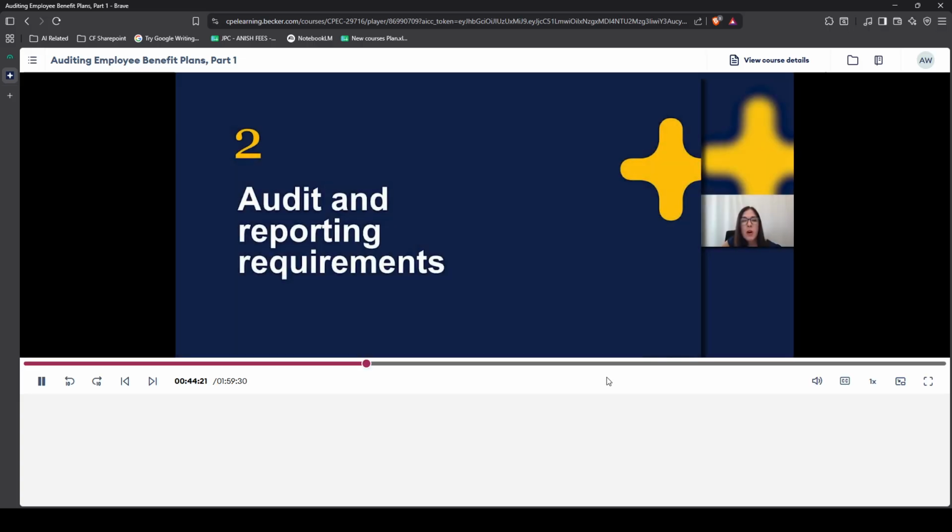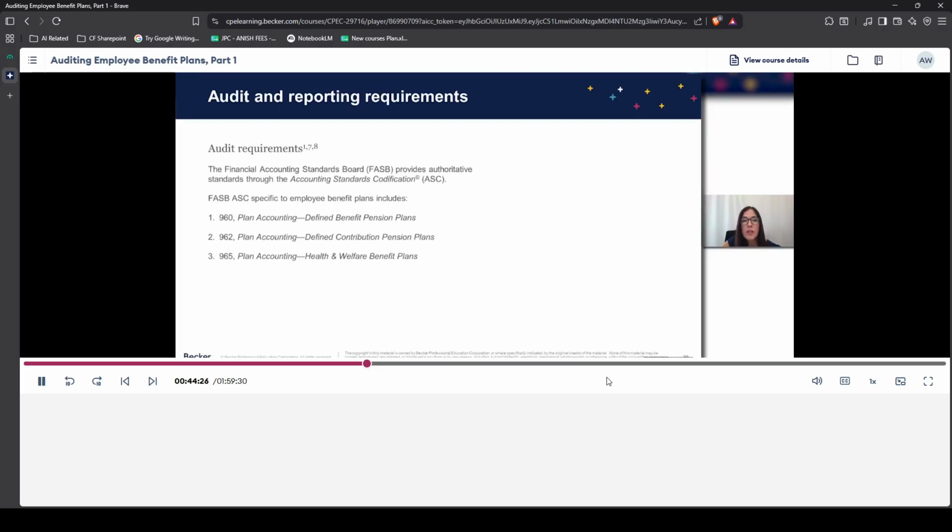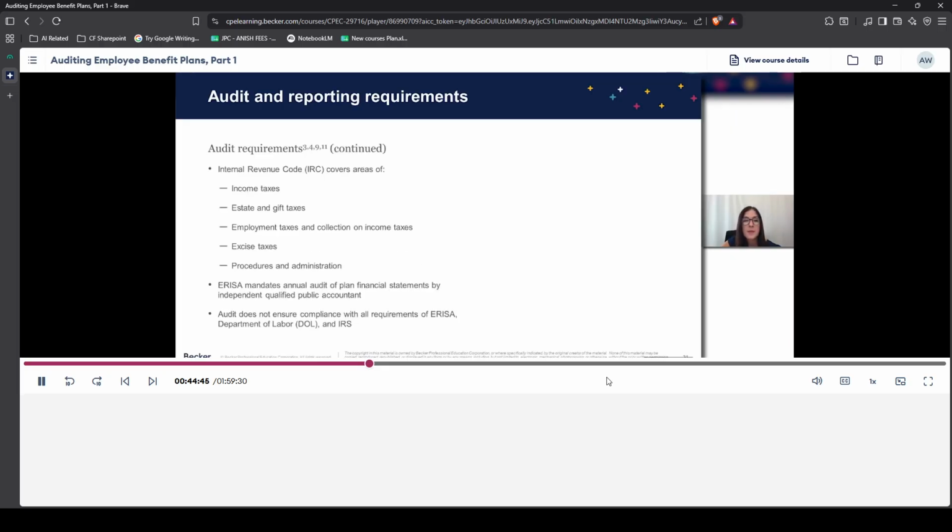But let's move on and talk a little bit more about the specific audit and reporting requirements. So we have some FASB ASC sections that are dedicated specifically to DB plans, and that's in accordance with FASB ASC 960. 962 is for your DC plans, and 965 is for your health and welfare plans.